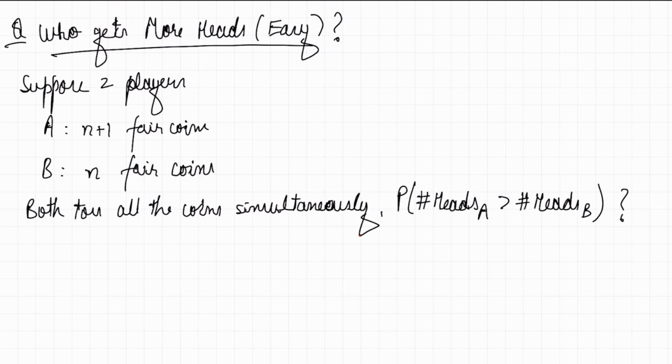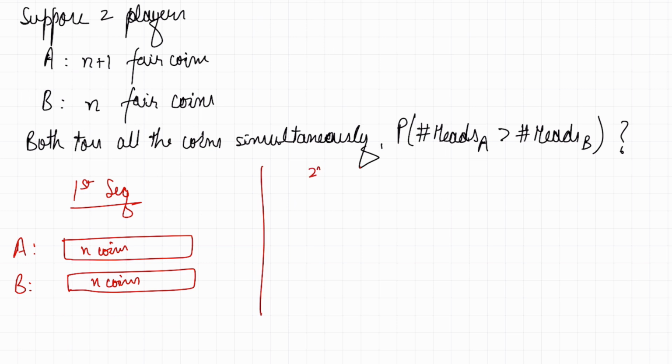So the trick here is to break the structure of these coins into two parts. The first part, or the first segment as I call it, is where both these players have an equal number of coins. So both of them have n coins. Okay, and the second segment is basically where A has one extra coin. So just one coin. I'm going to be denoting it by 1C. Okay, and B has nothing because B has just n coins.